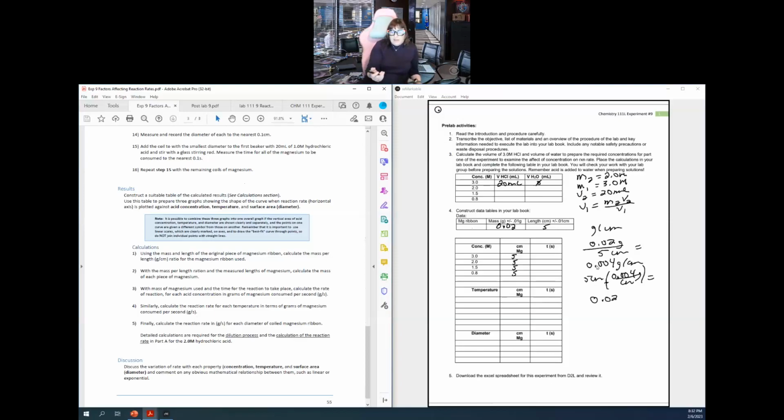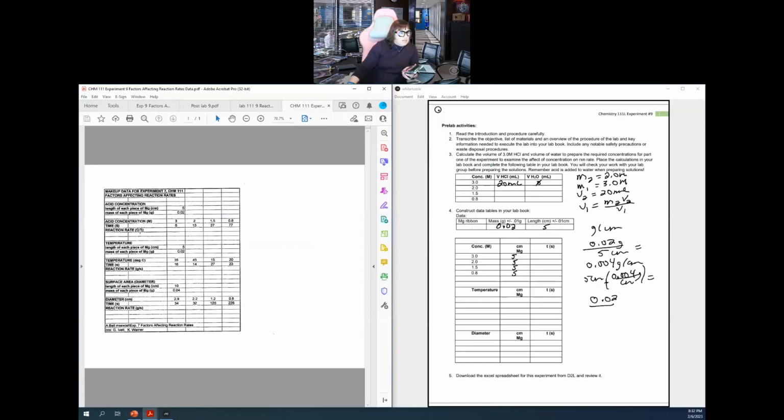is going to be 0.02, again in terms of grams. So that's my grams. Yay, I just went in a big circle, didn't I? Awesome. And then we're going to divide that by the number of seconds that it took for this particular reaction to happen. You'll see that the time is given here in seconds. So for concentration 3, the time was 6 seconds. For concentration 2, it was 13. For concentration 1.5, it was 27. And for concentration 0.8, we have 77. So you'll need to fill in all of that data.